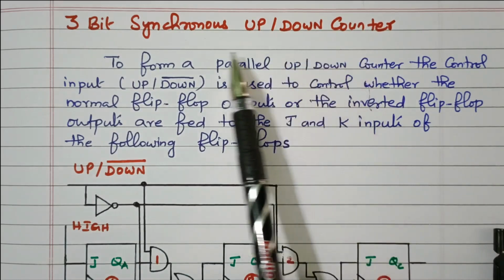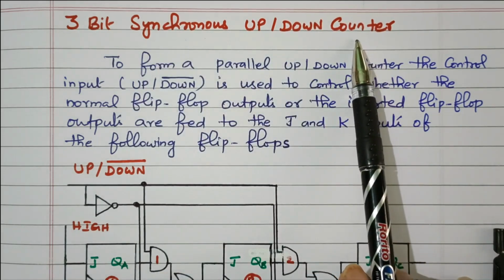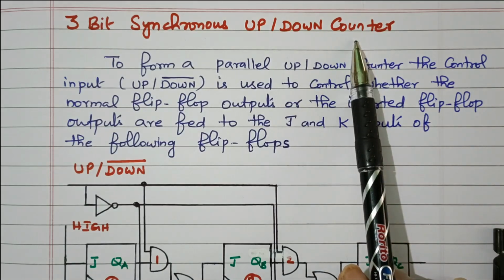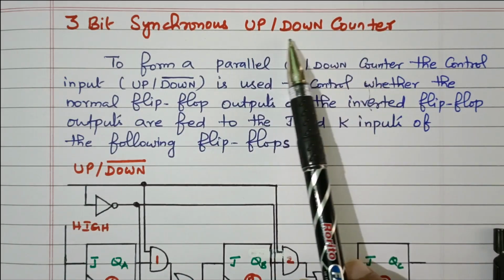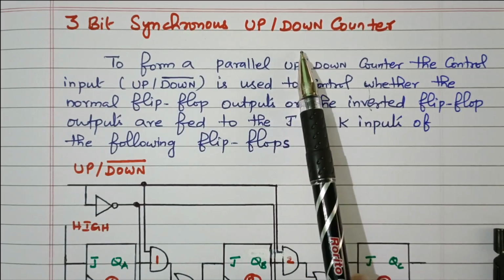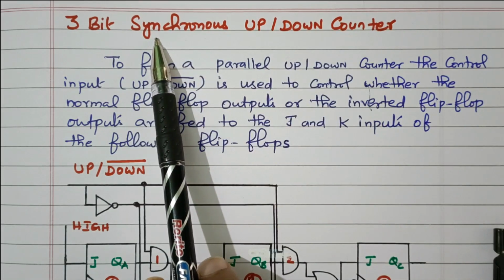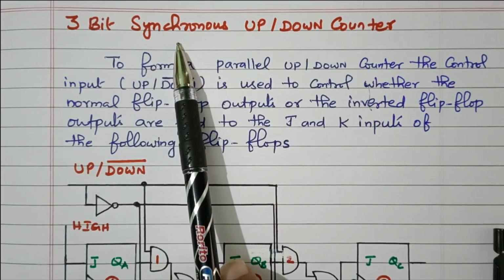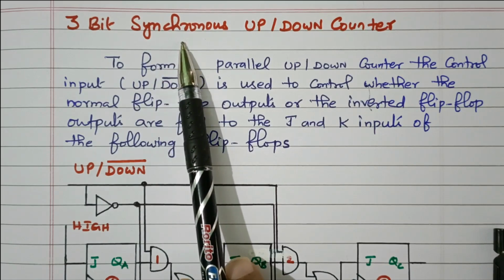Now we'll go to the topic 3-bit synchronous up-down counter. A counter is a digital device made up of flip-flops. Each flip-flop stores 1-bit data. It is used for counting purposes, either from 0 to n or n to 0. 0 to n means up counter, n to 0 means down counter. All the flip-flops receive the same clock signal simultaneously, which means it is a synchronous counter.